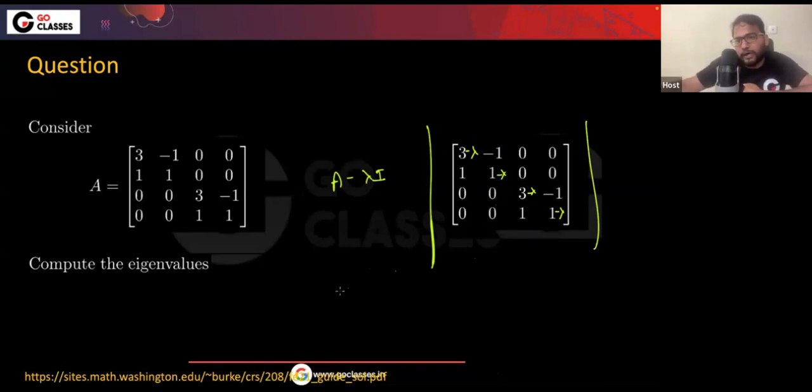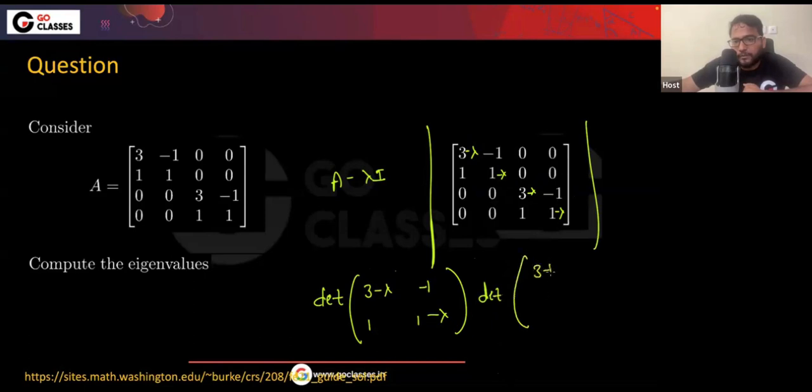So it will be the determinant of 3 minus lambda, minus 1, 1, 1 minus lambda, into the determinant of 3 minus lambda, minus 1, 1, 1 minus lambda, right? So what is the answer? This will be 3 minus lambda into 1 minus lambda, and then plus 1, right? This is the determinant of this.